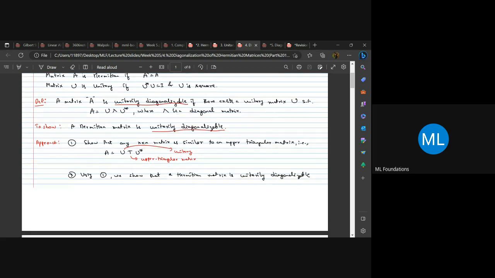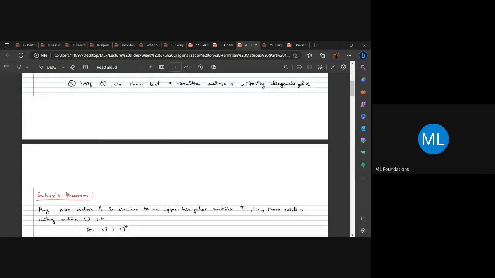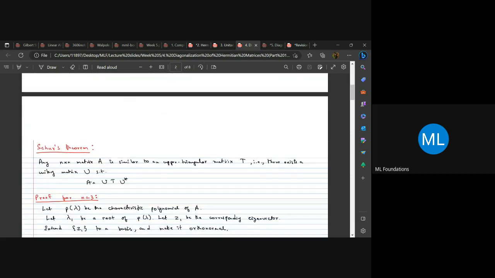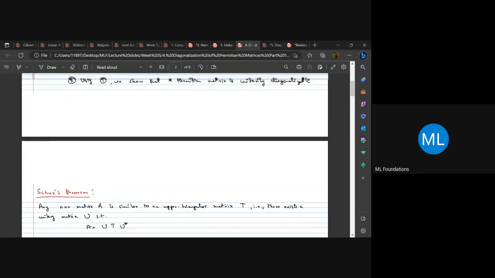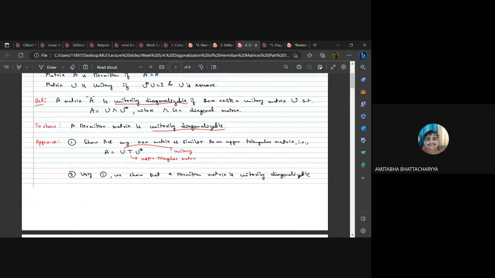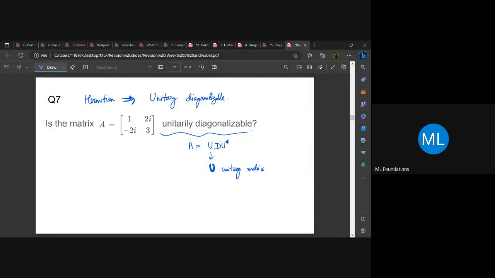If you want to see the proof of why a Hermitian matrix is unitary diagonalizable, you can check the lecture. It is done. Ma'am, is D an upper triangular matrix or a diagonal matrix? It is simply a diagonal matrix. A equals U D U star, where D is a diagonal matrix.